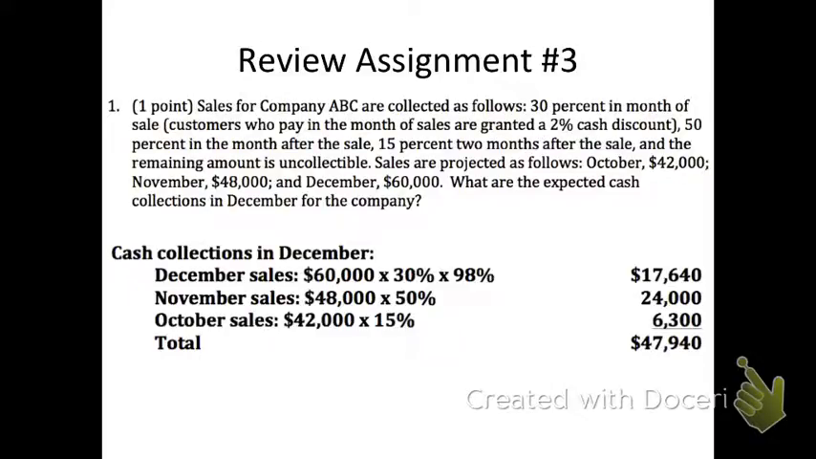So here's our collection. You can see in December that this represents that cash discount, and so in December we collect 30% of the $60,000, but with that cash discount it only ends up being 98% of the 30% of the $60,000, and then you see November sales is 50% and October sales 15%, and that follows our cash collection schedule we have up here in the problem.